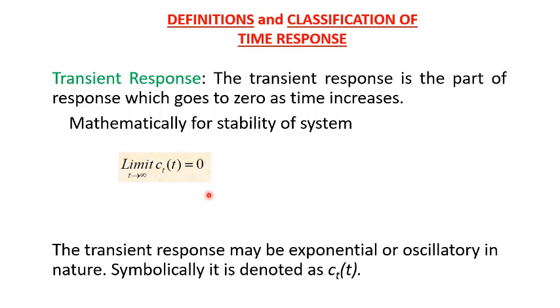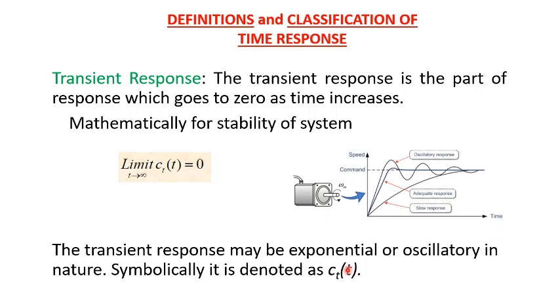The transient response may be exponential or oscillatory in nature. We have seen this in the previous diagram. So the transient response may be oscillatory or exponential, and symbolically it is denoted by a small c_t, and it is a function of t, hence it is written as c_t(t).